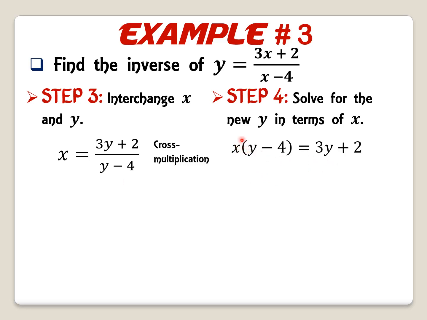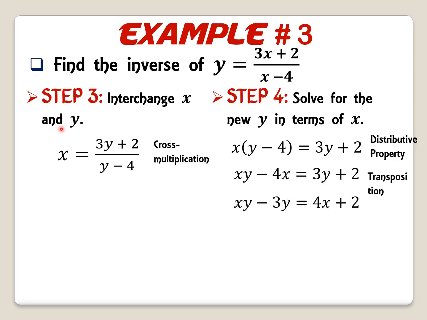And then you multiply this x here using the distributive property. That will give you the resulting equation xy, or x times y, minus 4x is equal to 3y plus 2. And then we transpose 3y and negative 4x. So you will have here xy minus 3y is equal to 4x plus 2. All those terms with y should be on the same side so that we can solve for y. And then here, you will notice that y is a common factor. So we're going to factor out y. So you'll have y times the quantity x minus 3 is equal to 4x plus 2.